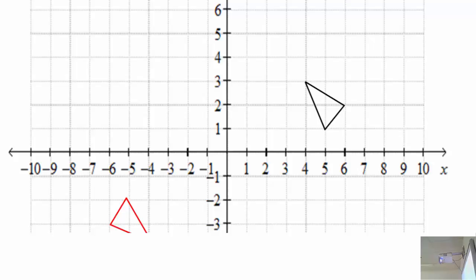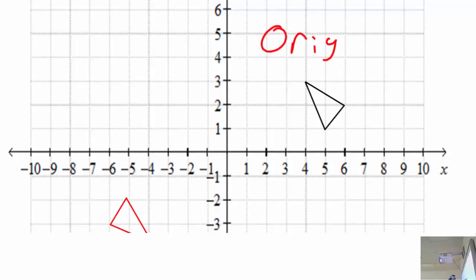Rotations. Let's rotate some shapes. So here is an example. We have a shape here that is a triangle, and we can rotate this shape. Usually you can rotate the shape from any coordinates, but you just have to know about the origin.